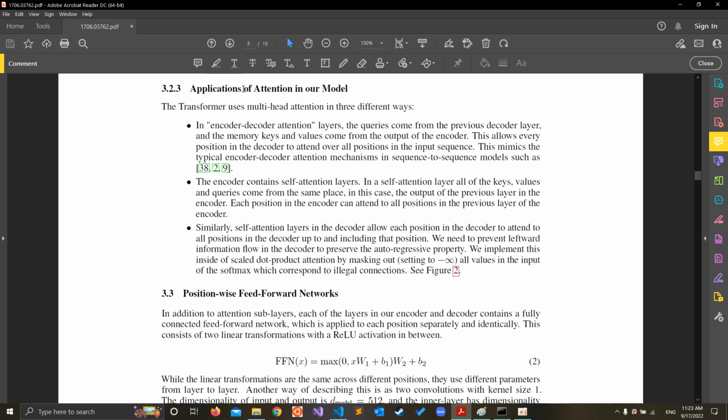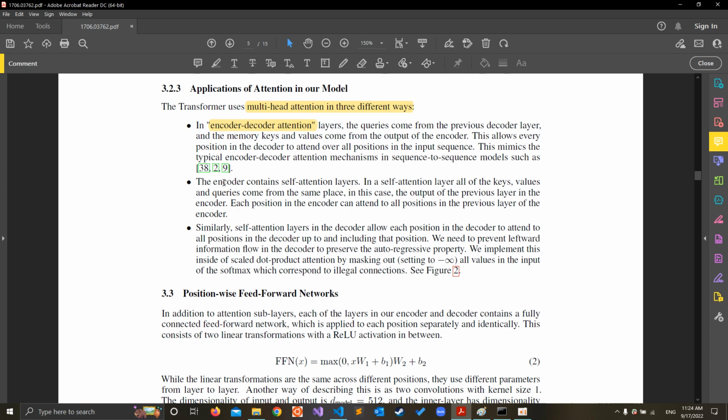Now we are going to talk about the applications of attention in our model. The transformer uses multi-head attention in 3 different ways. What are the ways? First, encoder-decoder attention layers: the queries come from the previous decoder layer, and the memory keys and values come from the output of the encoder. This allows every position in the decoder to attend over all positions in the input sequence. This mimics the typical encoder-decoder attention mechanism in sequence-to-sequence models.